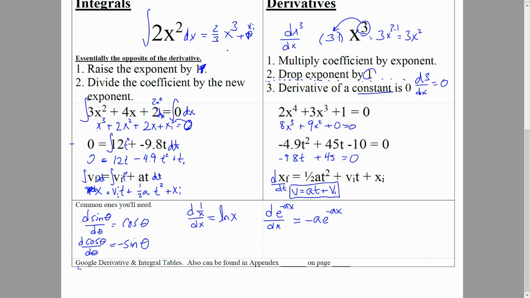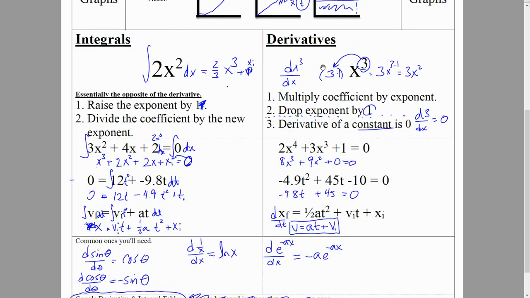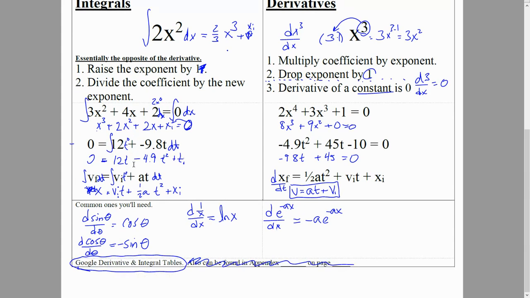Any other derivative or integral, you're going to look on the AP sheet or Google it, and then you can just skip this part. We're not going to look in the appendix of our book, because you can find all those derivatives online. So hopefully that gives you a summary of the position, velocity, accelerations, and how we get what slope and area are. Remember, slope is the derivative, area is the integral, and then it's a quick and easy way to do derivatives, do integrals, and some common ones that you might need.